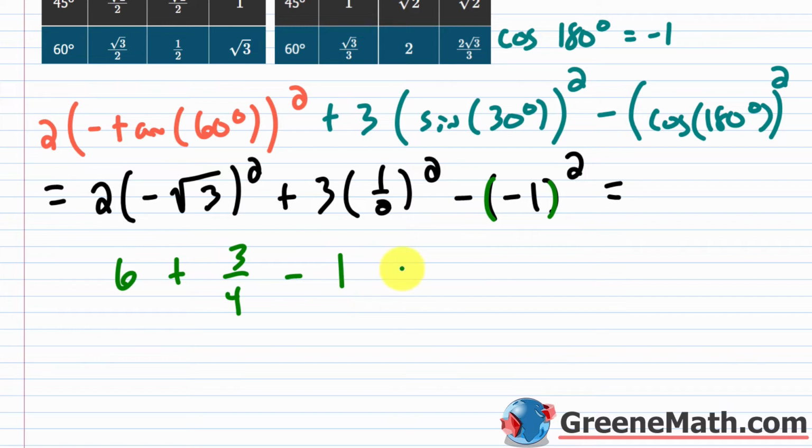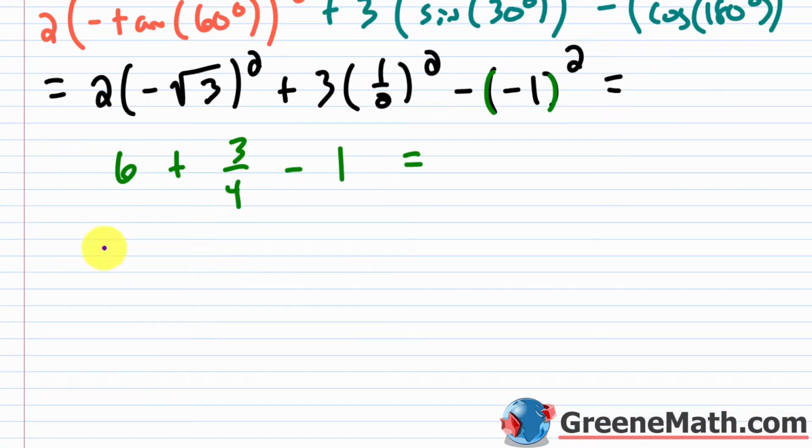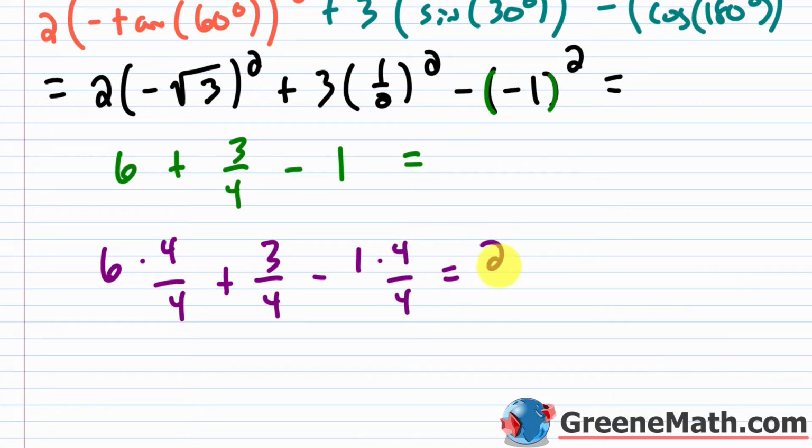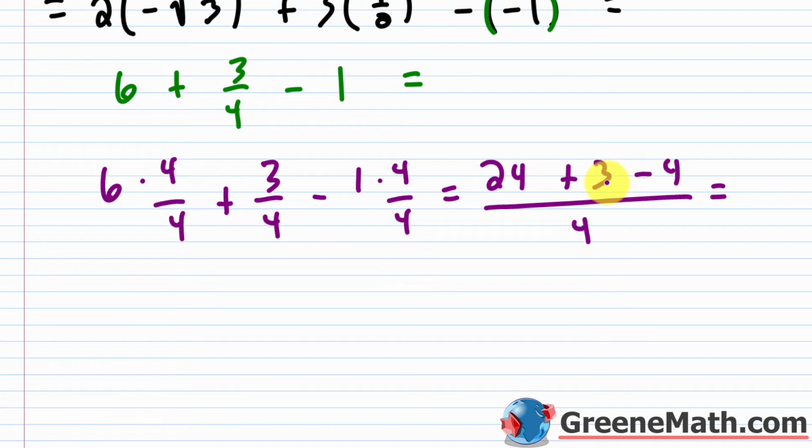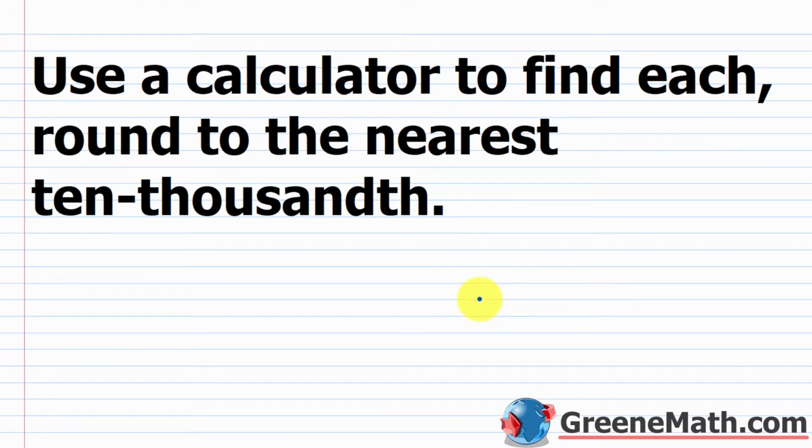So what I'm going to do here is get a common denominator going, and my LCD is going to be 4. So this is 6 times 4 over 4, plus 3/4, don't need to do anything there, minus 1 times 4 over 4. So this equals 24 plus 3 minus 4 over the common denominator of 4, which is going to be equal to 24 plus 3 is 27, and 27 minus 4 is 23, so this is 23 over 4. All right, let's take a look at our practice test.